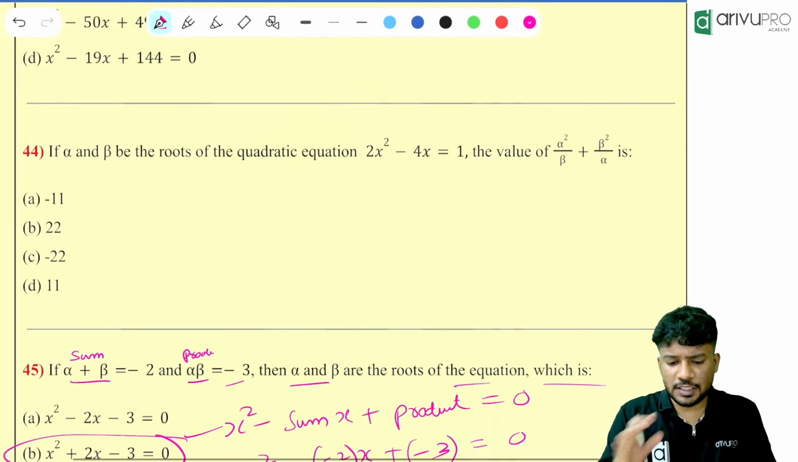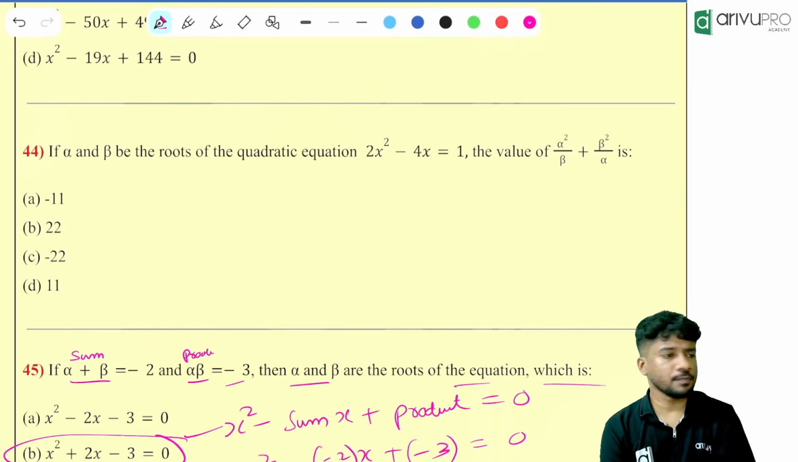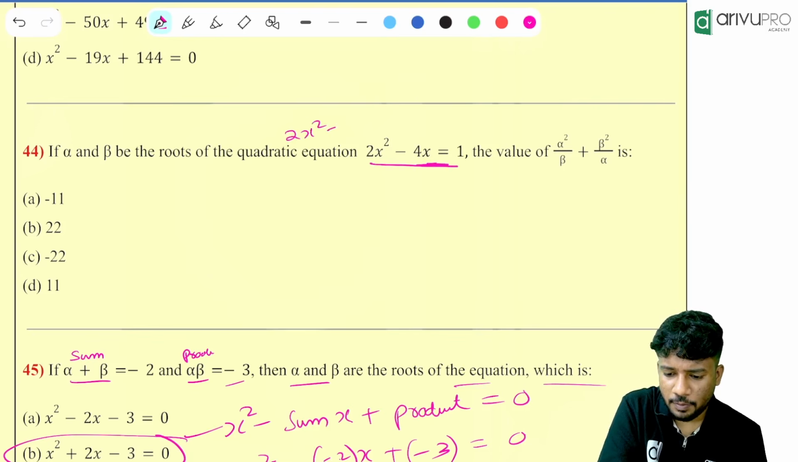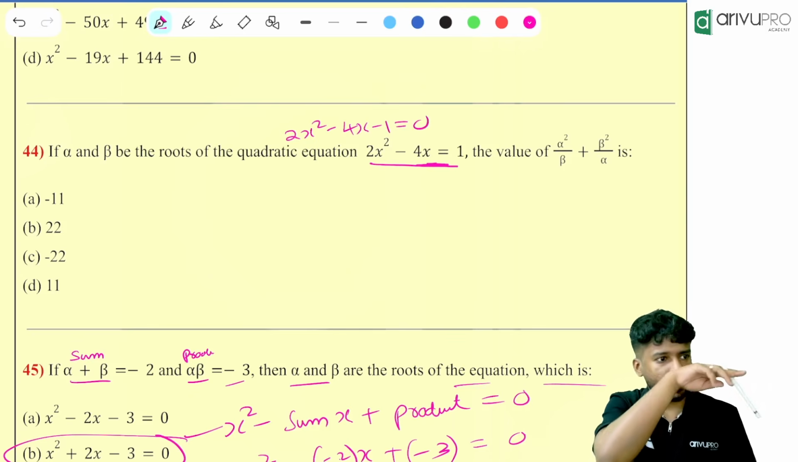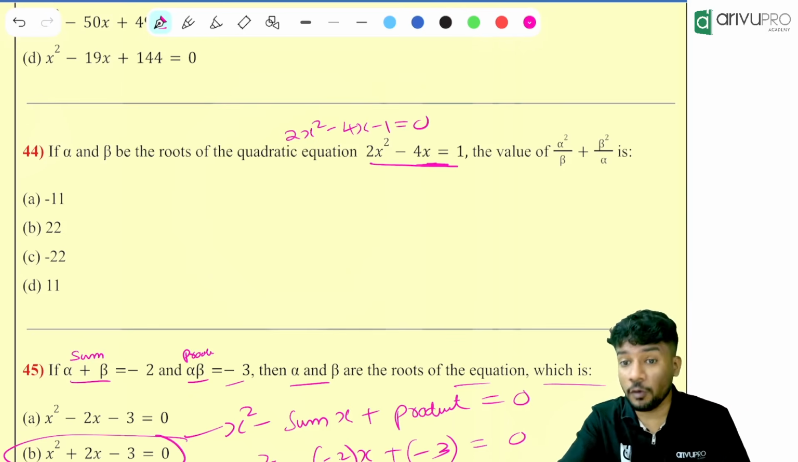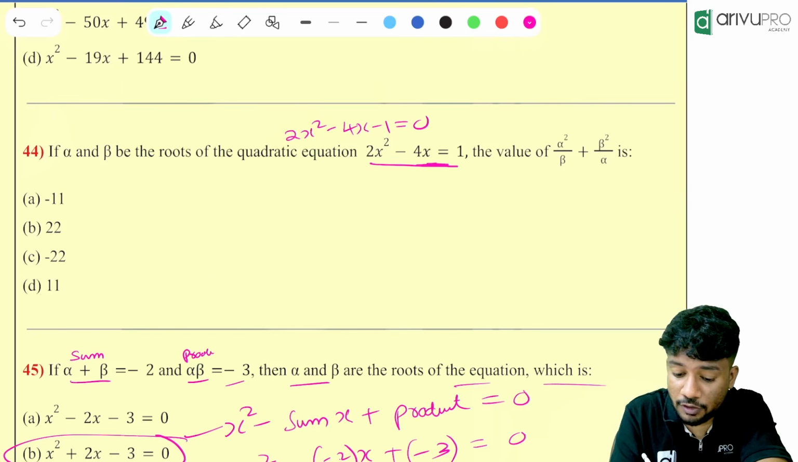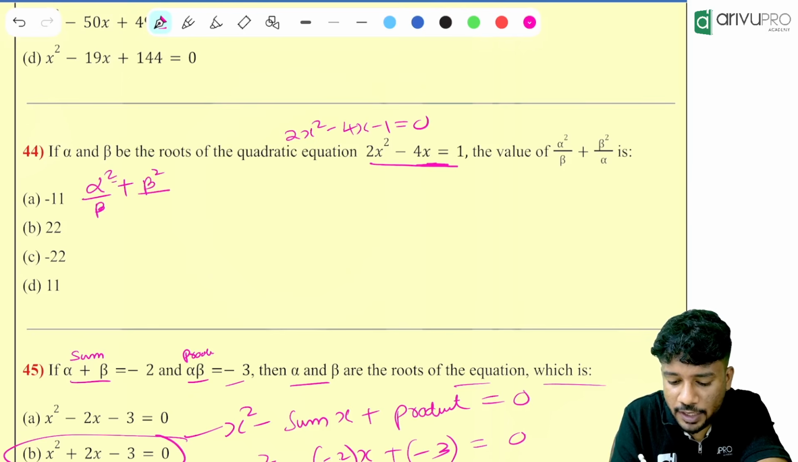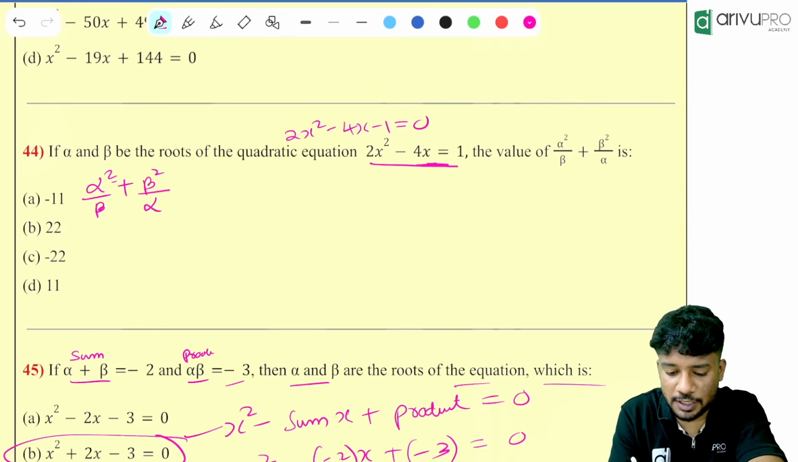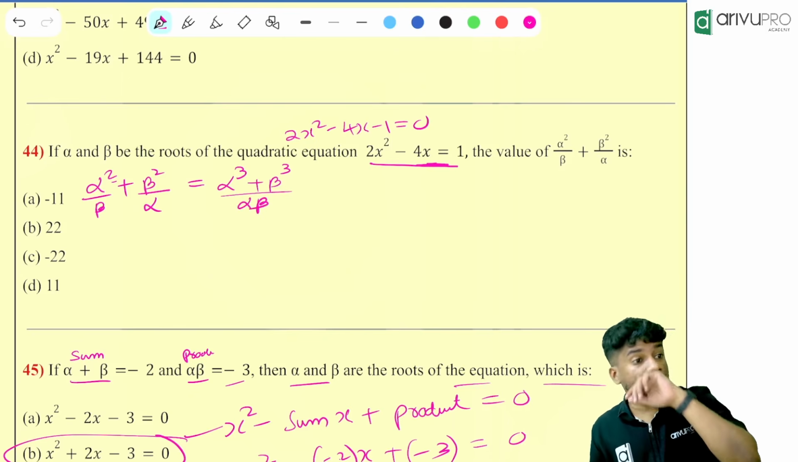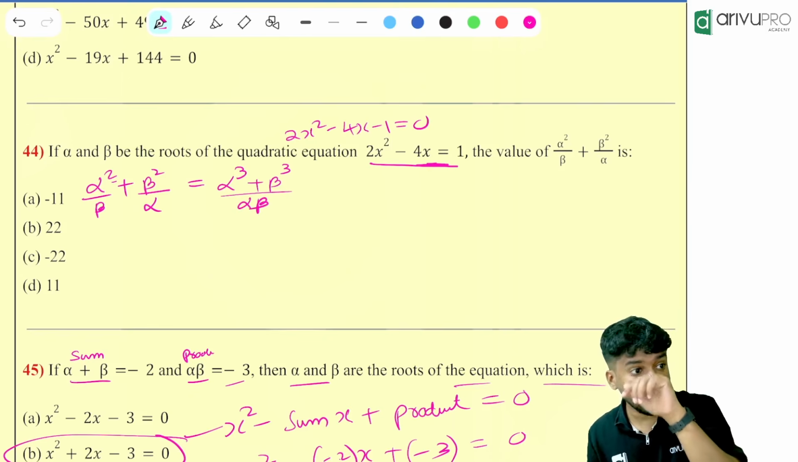Next one. This question. Can anyone tell me? First of all, is it given in our proper formula? No, you will rewrite it. 2x square minus 4x minus 1 is equal to 0. Always we will write in the general form. Then only our formulas are valid. What are they asking? They are asking us the value of alpha square divided by beta plus beta square divided by alpha. Now people, cross multiplication. It will become alpha cube plus beta cube divided by alpha beta. So we require the value of alpha cube plus beta cube divided by alpha beta.